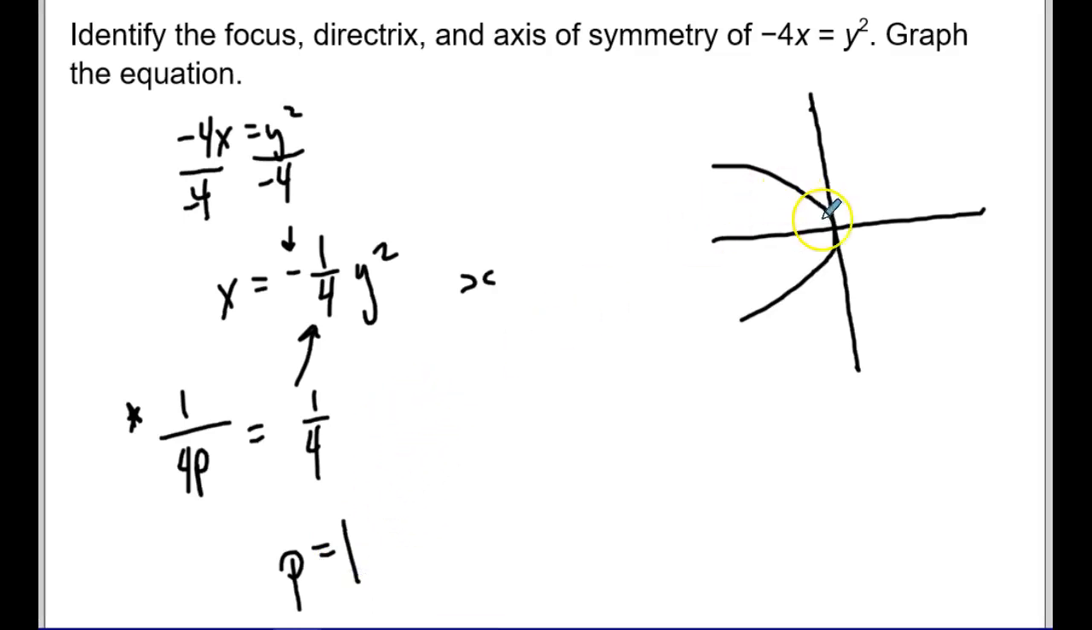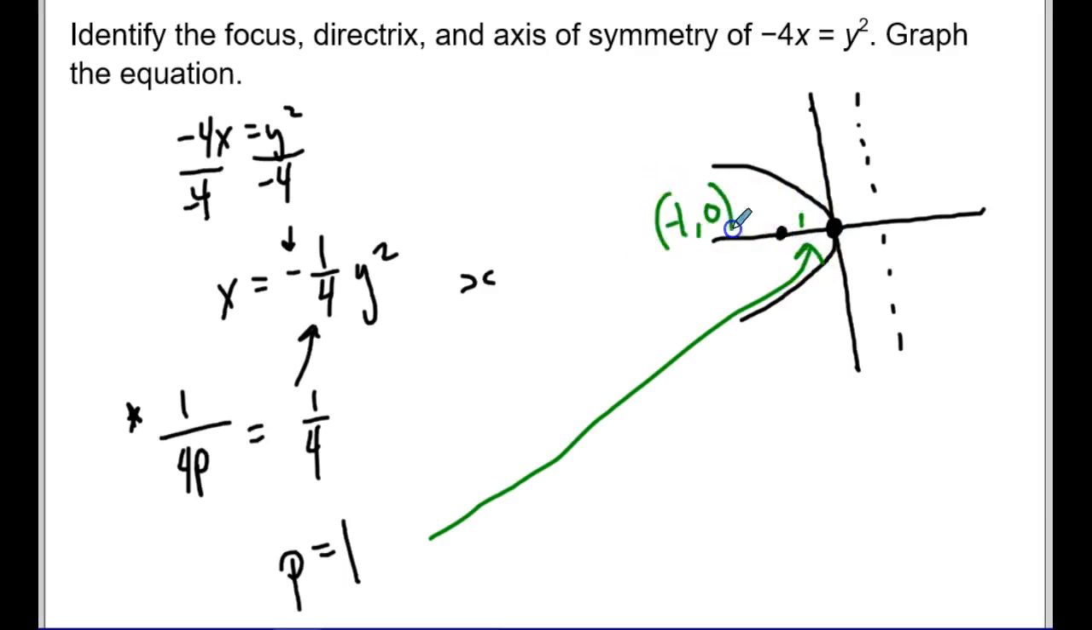So in order to find my focus, I know here that my vertex is at the origin. My focus is going to be inside the parabola, and the directrix is outside the parabola. So this p value tells me how far away my focus is. So this right here is a distance of 1. So I know that my focus is going to be at -1, 0. I also know that that is the same distance that's right here. So this will also be a distance of 1.